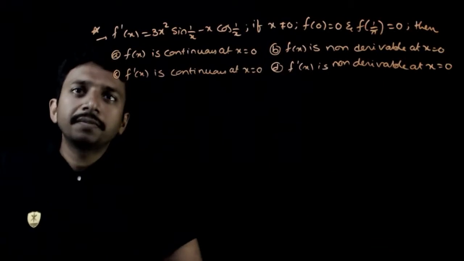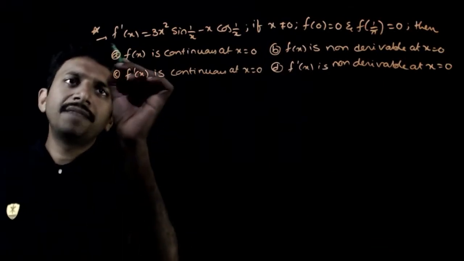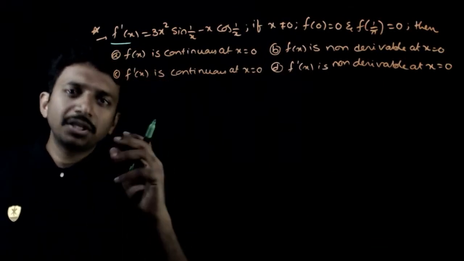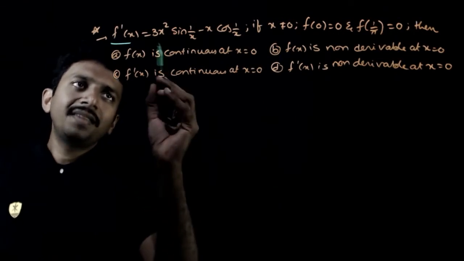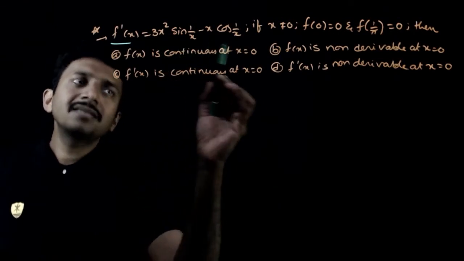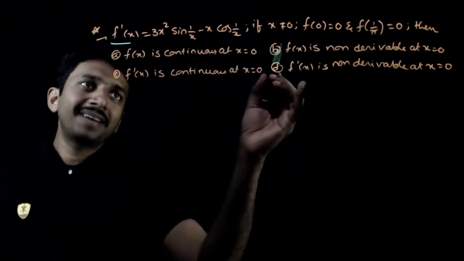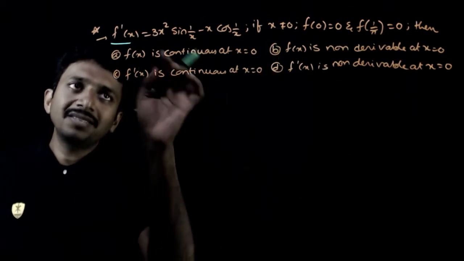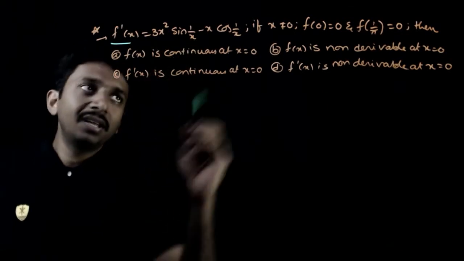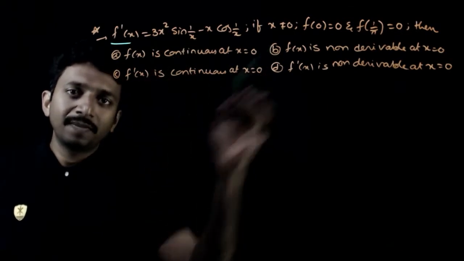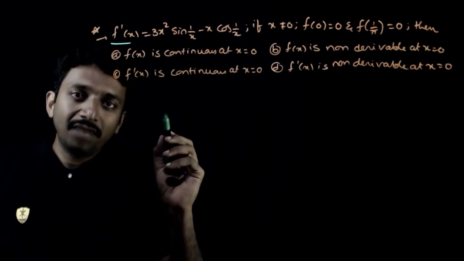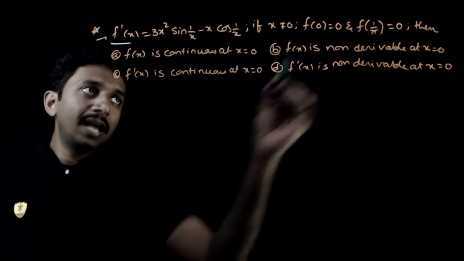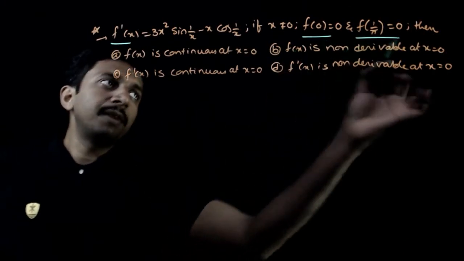So welcome students. In this question you are given that f dash of x, the differentiation of the function f of x, is 3x square sine 1 by x minus x cos 1 by x if x is not equal to 0. So the differentiation of the function is this expression if x is not equal to 0. x equal to 0 पे differentiation का value जो है वो दिया नहीं है. And f of 0 equal to 0 and f of 1 by pi is equal to 0.